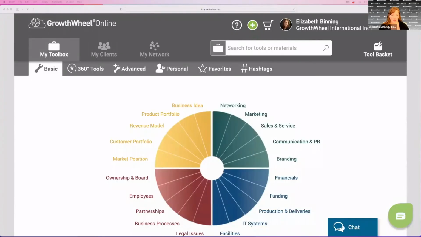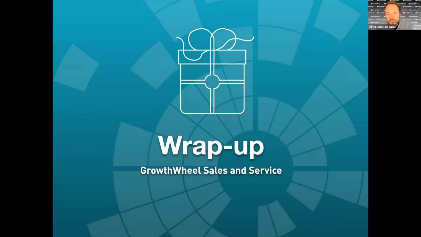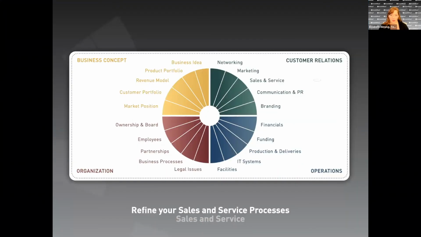So just a few minutes left. We'll go ahead and wrap up this portion and then talk about some options here. So wrapping up, we want to take a look at what we've got here in sales and service in this focus area.